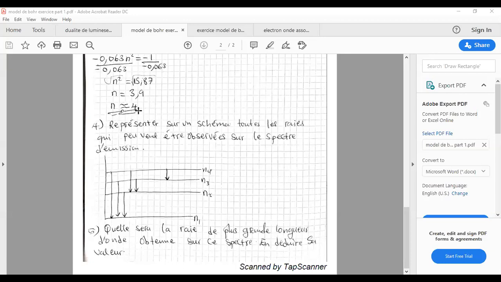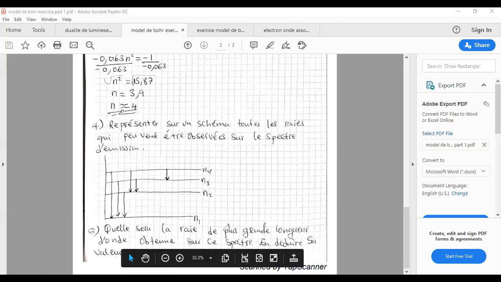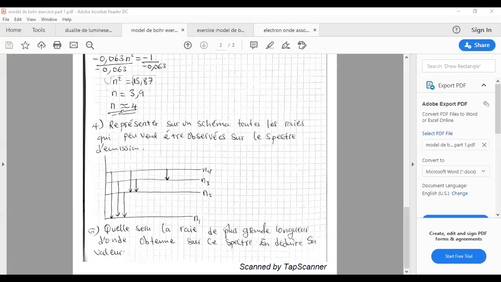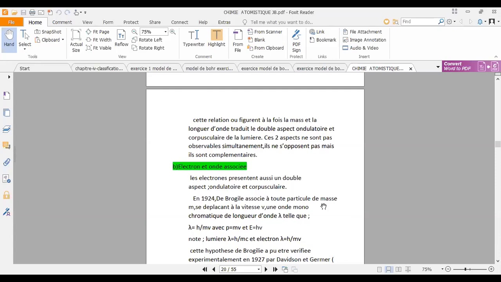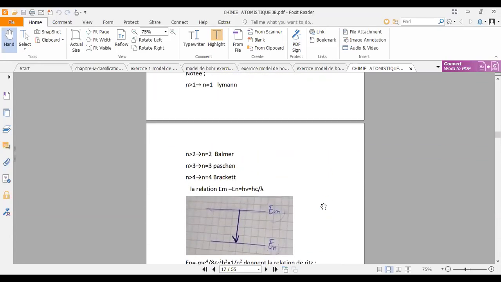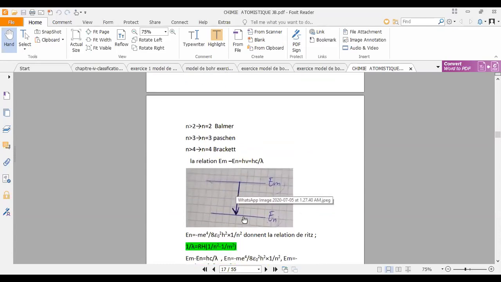Yeah, very clear. But sometimes they'll just tell you to draw a ray for this transition. That's when you just draw this one, n is equal to 4 to n is equal to 2, represented with one line. So it depends on how they have asked the question. Here it has said 2, meaning you draw all the rays which you can observe, the one which you have calculated and the other ones which you can observe. So that's that.